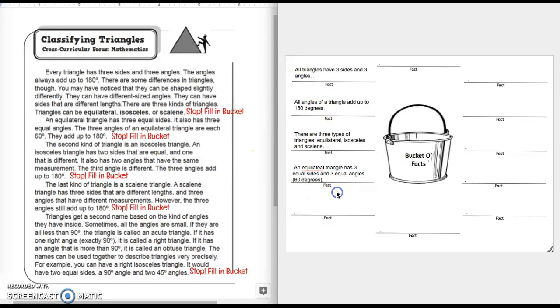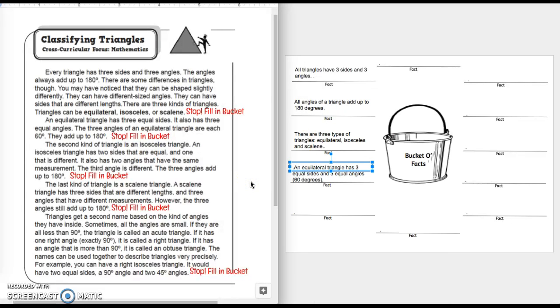What we're going to do is I'm going to read to you the last portion of the passage. I'm going to read the next 3 paragraphs, but I'm going to stop at the end of each paragraph so that you can independently fill in your graphic organizer of Bucket of Facts on your own. So here we go with the 3rd paragraph.